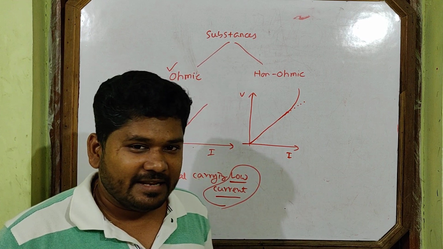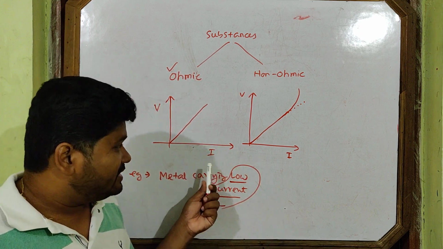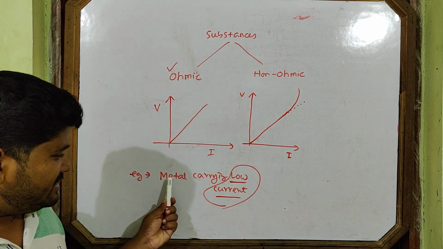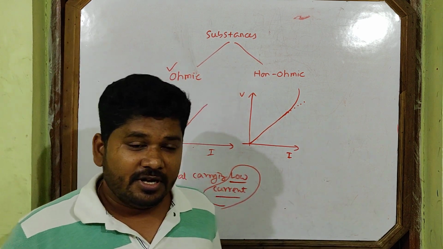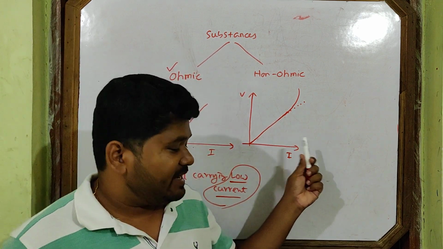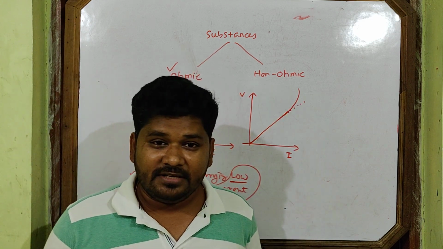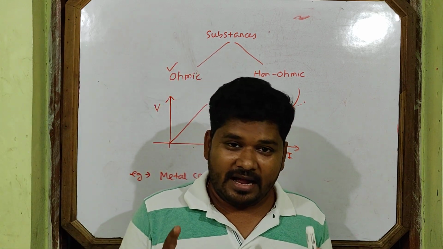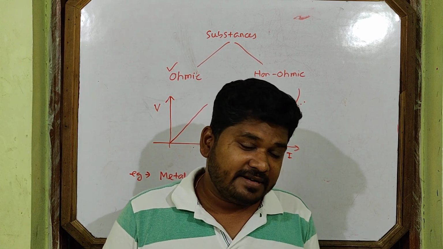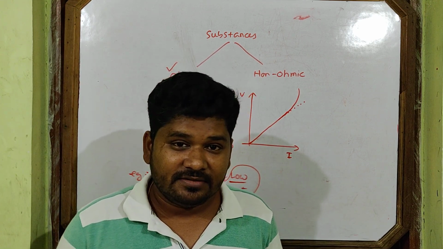The question again may come in the exam. Do you understand one concept? Ohmic substance means metal carrying low current. The question will come: why, at a high current, does the graph deviate from a straight line in Ohm's law? At high current, why does the graph deviate from a straight line?